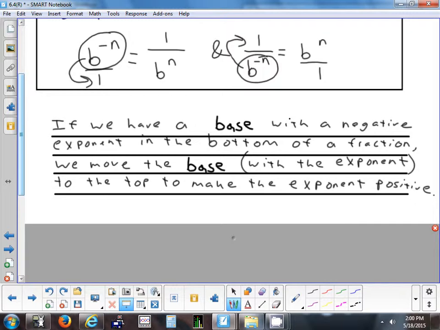Let me show you one with numbers. Here's a problem where you've got a base with a negative exponent in the bottom. What do these directions say to do? To make it positive, move it to the top. Take the base, and whatever's attached to it, and move it to the top. If you do that, you get this. That's how you take something that has a negative exponent in the bottom, move it to the top, and it becomes positive.